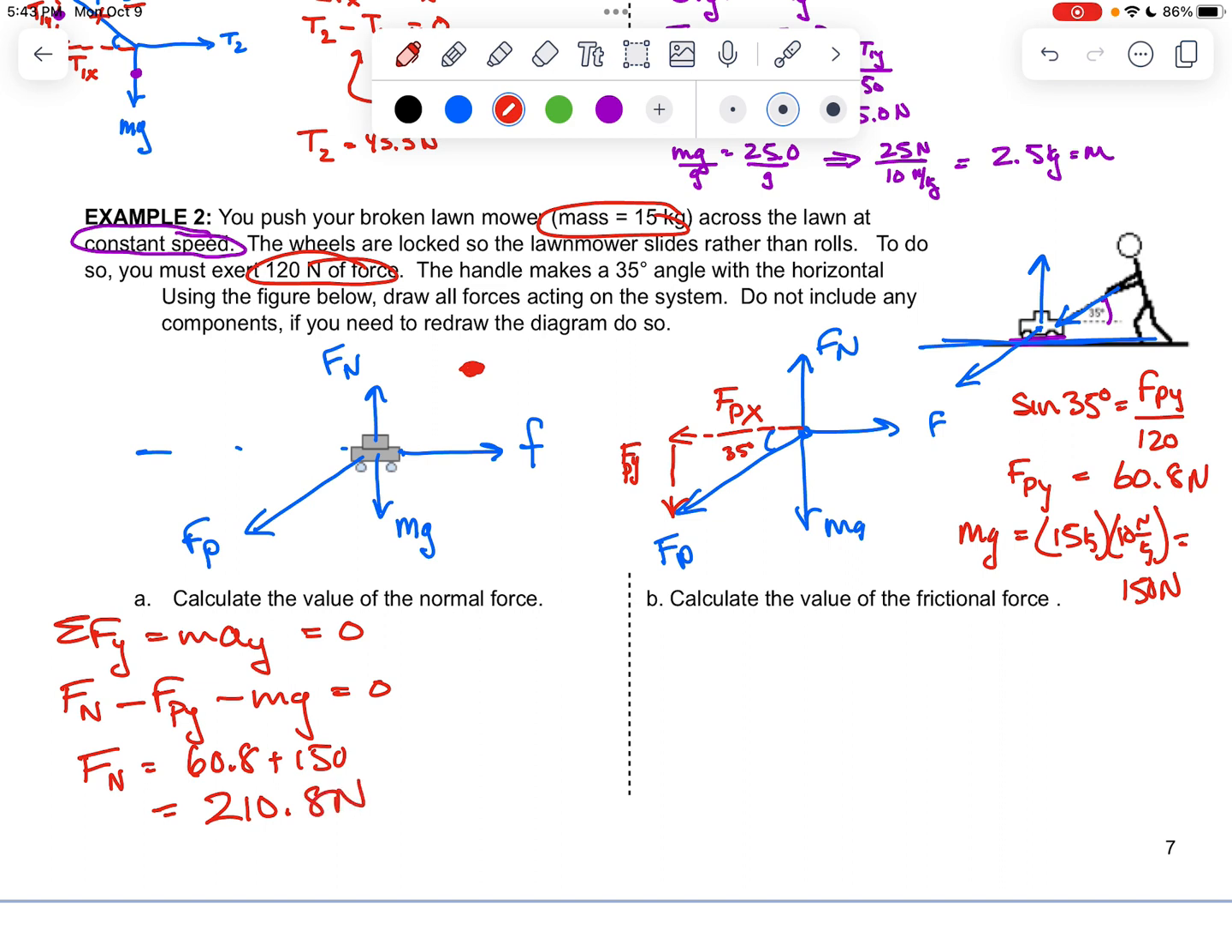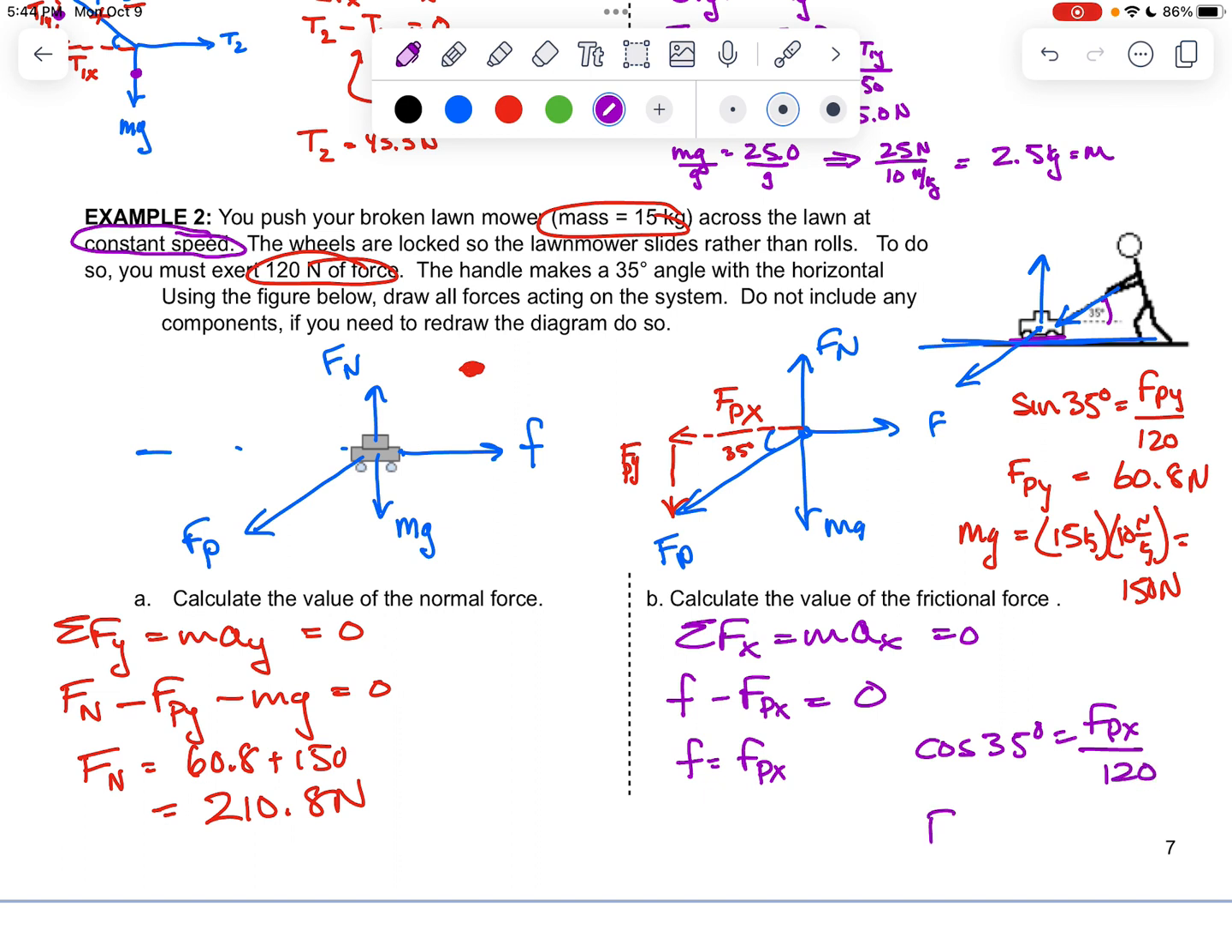All right, value of the frictional force. I'm going to switch colors because, boy, red wasn't working for me. Sum of the forces in the x direction is going to be equal to the mass times the acceleration in the x direction, and that's equal to 0. So my frictional force minus FPX is going to be equal to 0. So if I solve for FPX, that's going to tell me the value of my frictional force. And now we do a little bit of trig again, and we get the cosine of 35 degrees is equal to FPX over 120. And FPX, which is equal to the frictional force, is equal to 98.3 newtons.